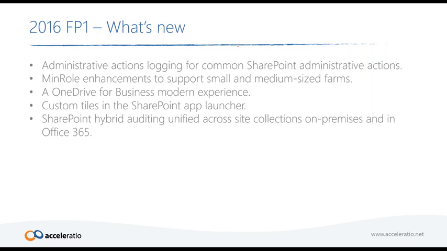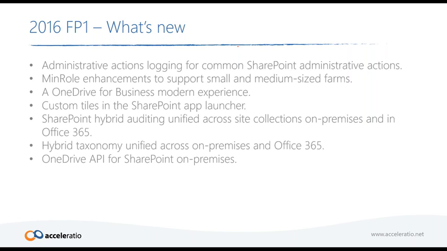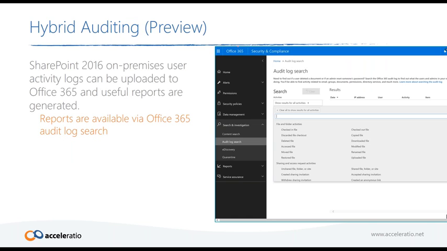There was the ability to connect hybrid, so you can connect your on-prem environment with the online environment and do a hybrid auditing where all your logs are being shipped to Office 365, and then in Office 365 you can analyze those logs with the built-in tools to find some events that you might be interested in. We also have a hybrid taxonomy available, so you can share your tags and metadata between on-prem and Office 365 farm, and there have been some updates for OneDrive APIs in the on-prem environment.